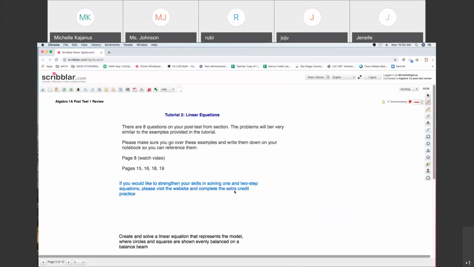Okay, tutorial 2, linear equations. There are 8 questions in your post-test that are from this section. They're going to be very similar to your tutorial. Pay attention to the video on page 8, especially pages 15, 16, 18, and 19. We have problems that are very similar to the post-test. Also, if you would like practice in solving for a variable, you can visit the math website and complete the extra credit activity. And I can show you right now.